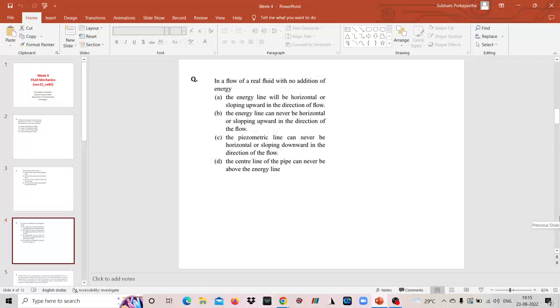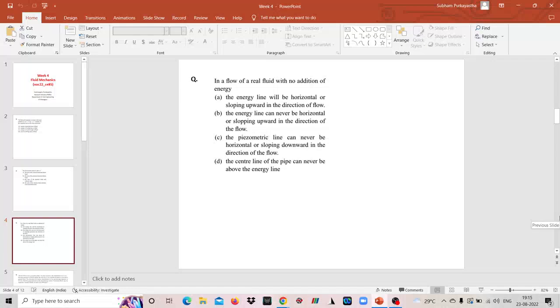In a flow of a real fluid with no addition of energy, option A, the energy line will be horizontal or sloping upward in the direction of flow. Option B, the energy line can never be horizontal or sloping upward in the direction of the flow. Option C, the piezometric line can never be horizontal or sloping downward in the direction of the flow. Option D, the center line of the pipe can never be above the energy line.